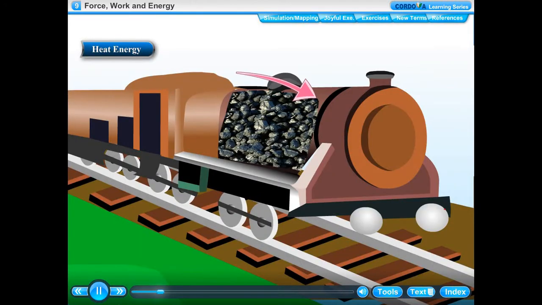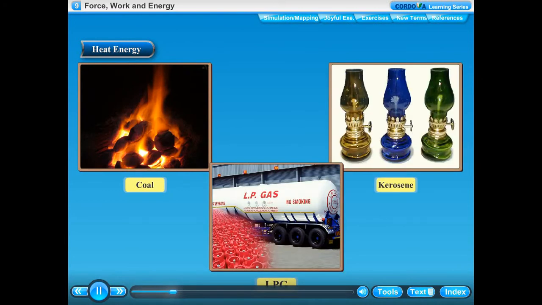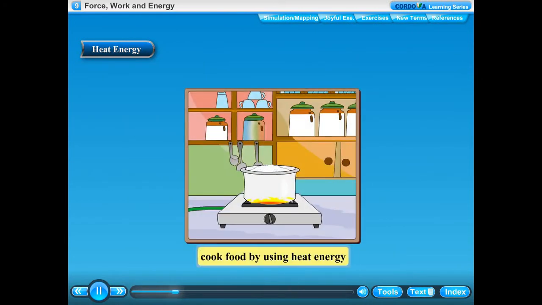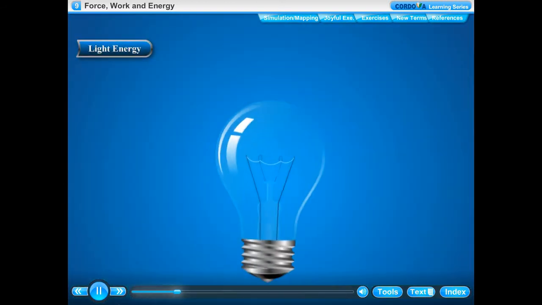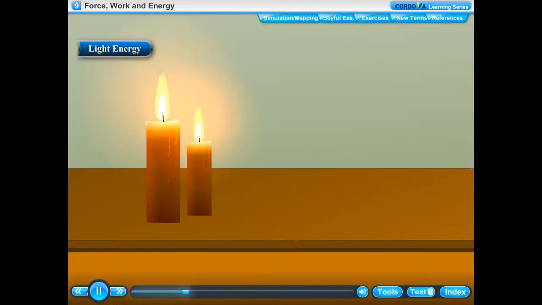Heat energy. Energy that we get from heat is called heat energy. This energy is produced by burning fuels like coal, LPG and kerosene. We use this energy to cook food. Light energy. Energy that we get from light is called light energy. It is produced by a bulb, candle, etc. We are able to see with the help of light energy.